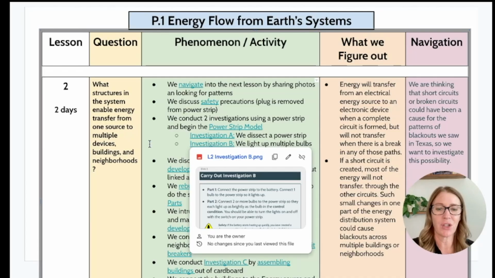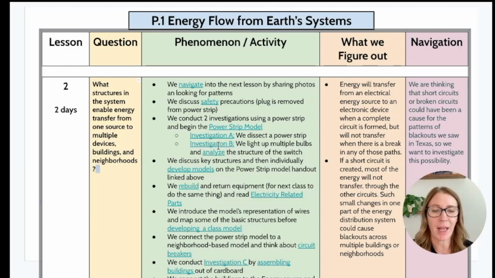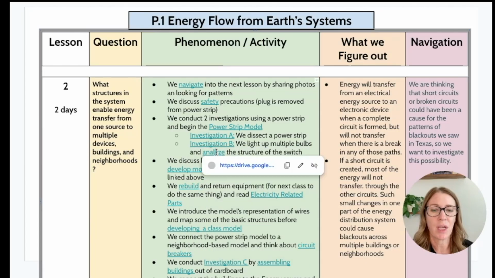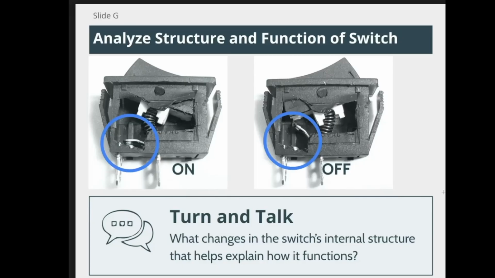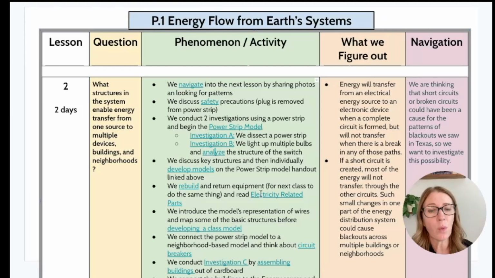So that is investigation A and B, and they're going to analyze those structures, and there's a slide to support this. So we're going to analyze some structures and functions of the switch. We're looking at the differences of what happens in these circles right here. It looks like we've got some things connecting and some things further apart here. Anyways, we're going to look at the structure of the switch, and then we're going to develop a model.